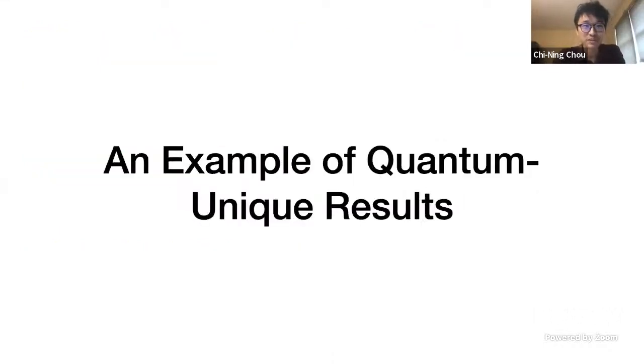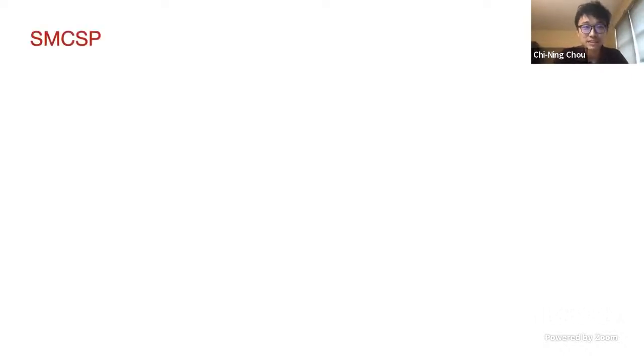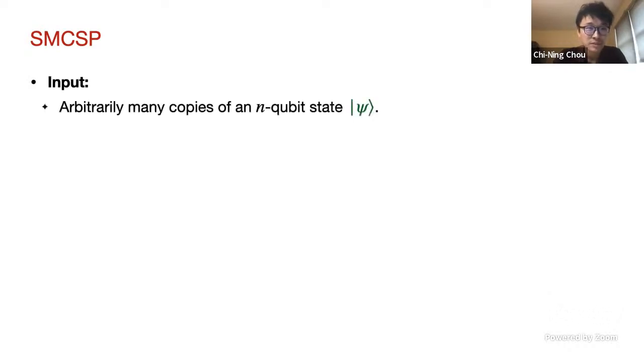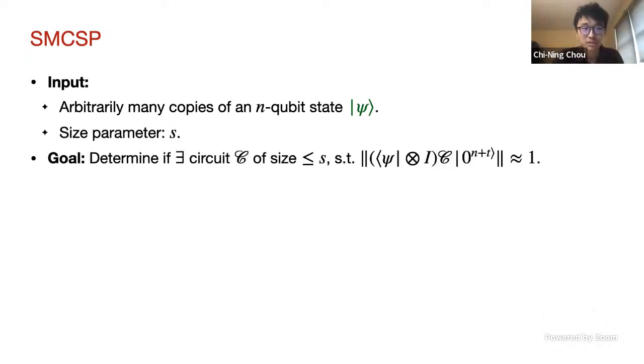Okay, in the rest of my talk, I hope to use one to two minutes to convince you there are some interesting things in the quantum study of MCSP, especially this example of a quantum-unique reduction. But there are more, and you are welcome to look at the long talk or the paper. Let me use the state version of MCSP to explain this quantum-unique reduction. In the state version, the input becomes a quantum state, maybe with lots of copies, and the size parameter S. The goal is to ask whether there is a circuit of size S that prepares this state.